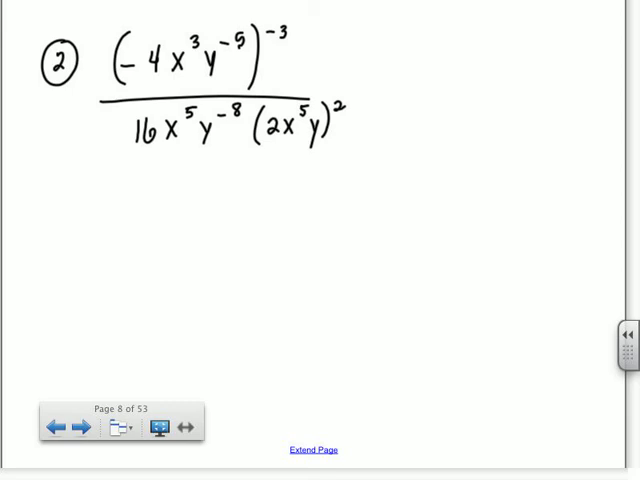16x to the 5th, y to the negative 8. Okay, so let's say I have that.